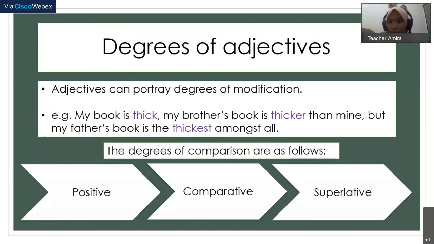So we also have that in adjectives. So the degrees of adjectives are positive, comparative, and superlative. Adjectives can portray degrees of modification, all right? Okay, the example that I have here is my book. Is the thickest amongst all.